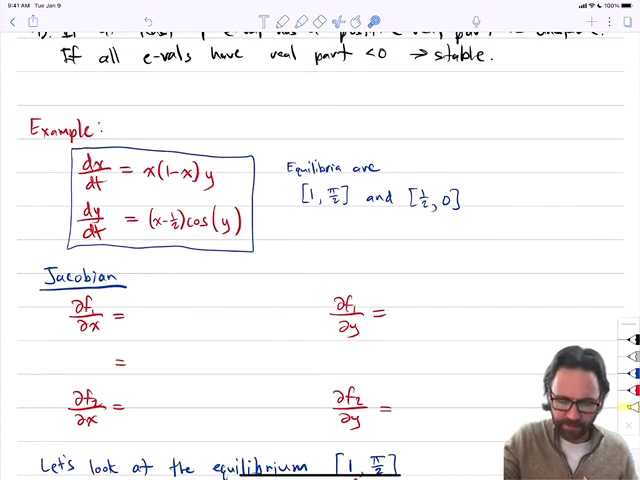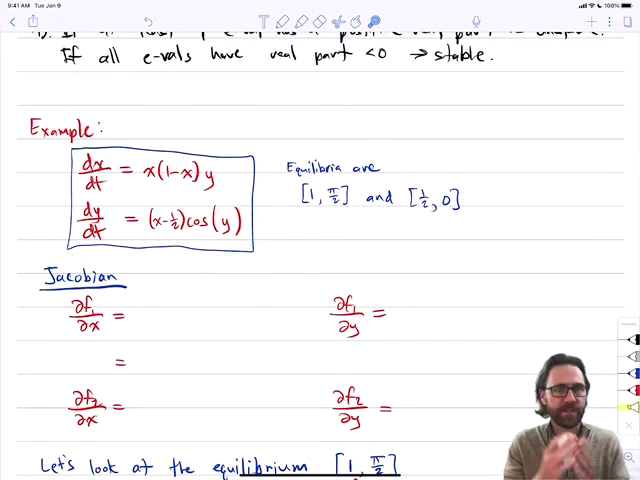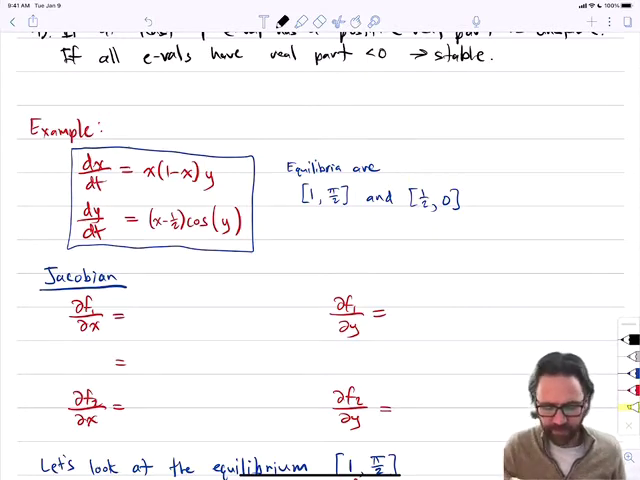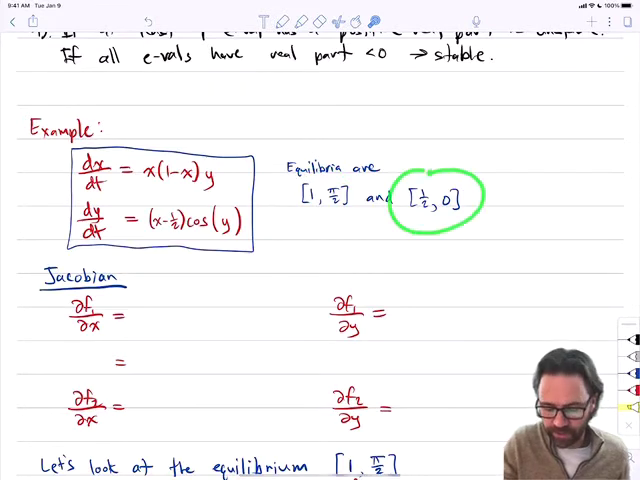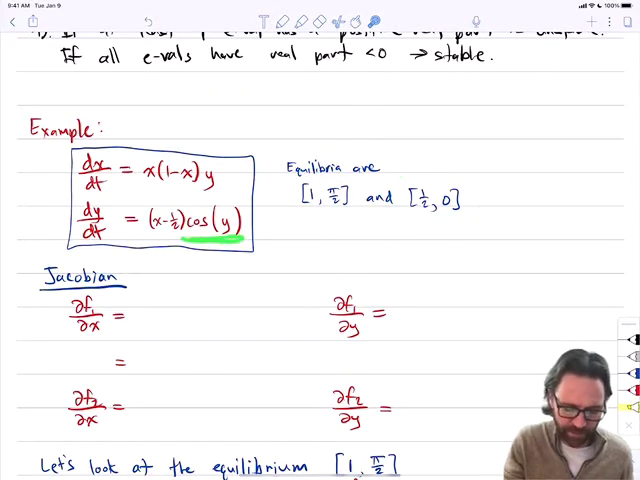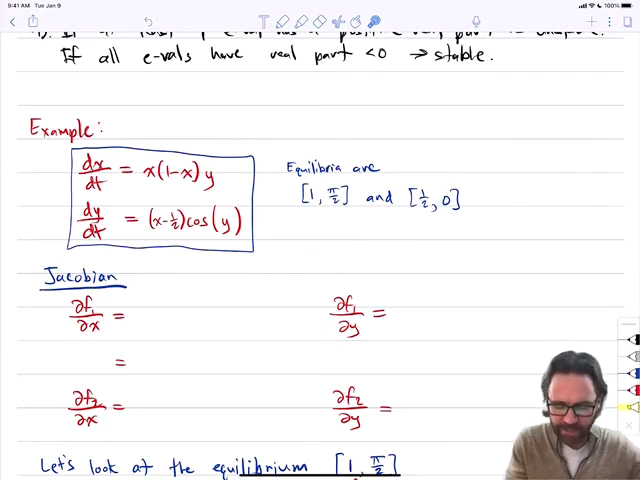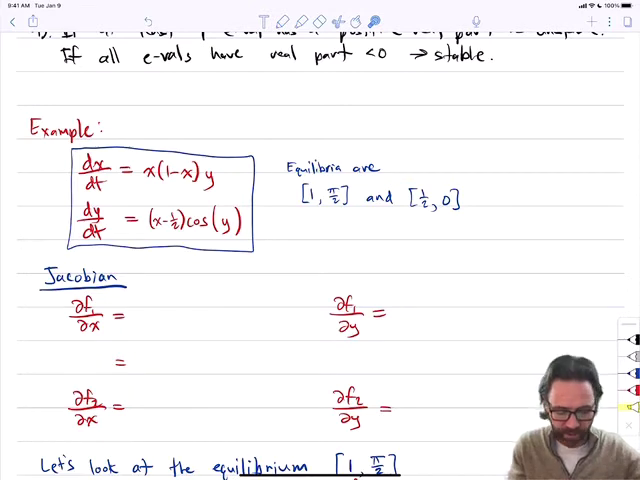Here's the dynamical system. Two variables, x and y, and so therefore two differential equations. Now I've observed, and I won't prove it, but you can prove it for yourself, that there are two equilibrium solutions. There are more than two actually, but I'll just focus on these two. There are more than two because we have a periodic function here. But x equals 1 and y equals pi over 2 will set those differential equations to 0. So let's focus on that one first.